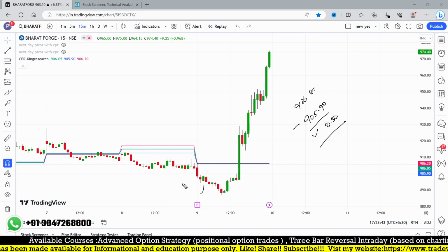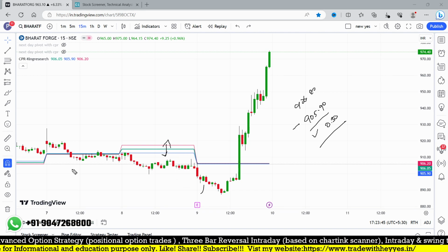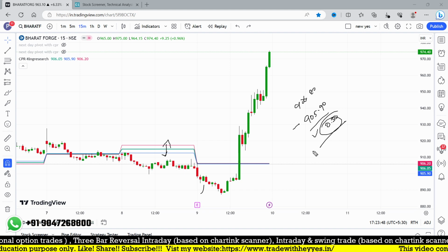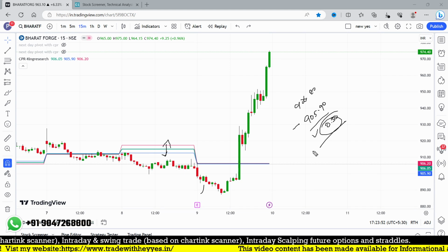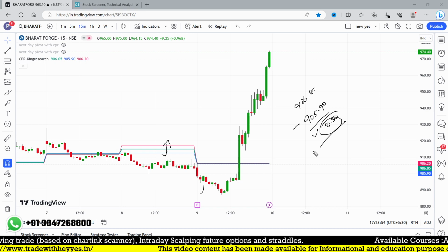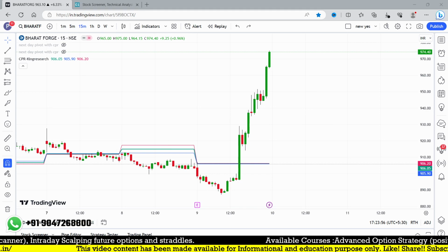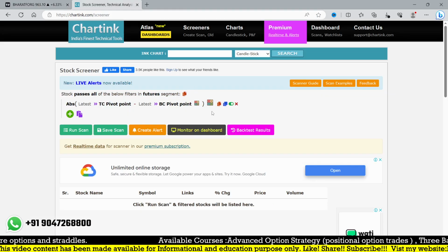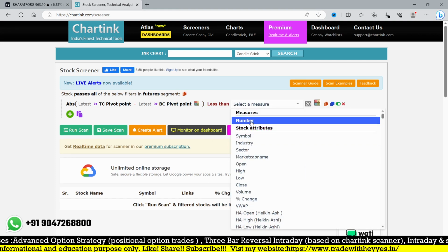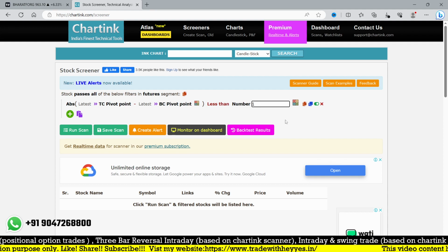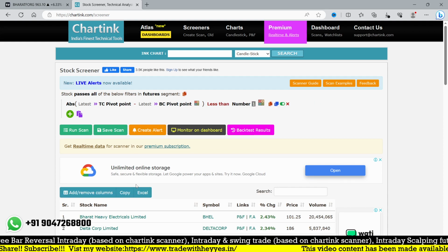If you compare the previous day, maybe you will be getting 1 or 2 rupees. But this is called a narrow, very less number. And if you are using it by the stock's value, simply we can go for less than 1. Okay, so it will not give you the exact value, but you can use this method also. Less than number 1, you will be finding some stocks having narrow CPR.